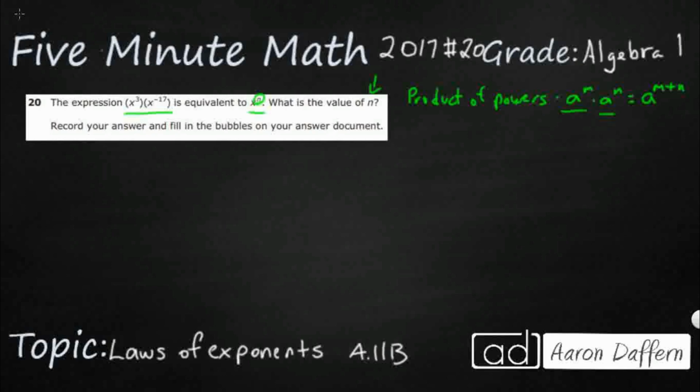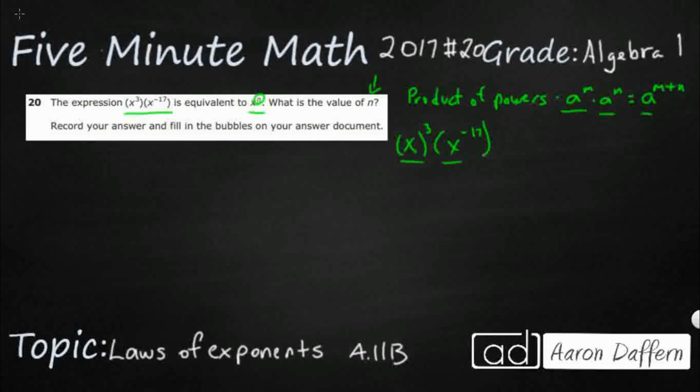So since both of those bases are the same, you can combine them into just one base. And if you're multiplying the two expressions, then you would just add the exponents. That's called the product of powers. So if we wanted to, we could do that. So we could say, all right, x to the third, and then x to the negative 17. And if we look, same base.